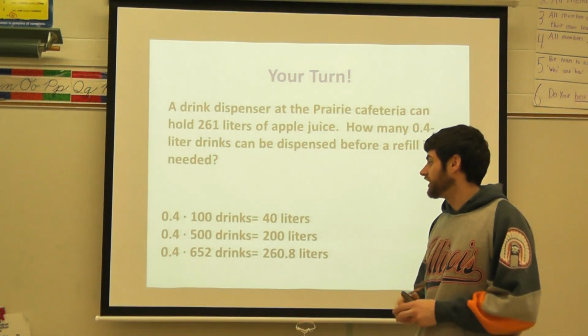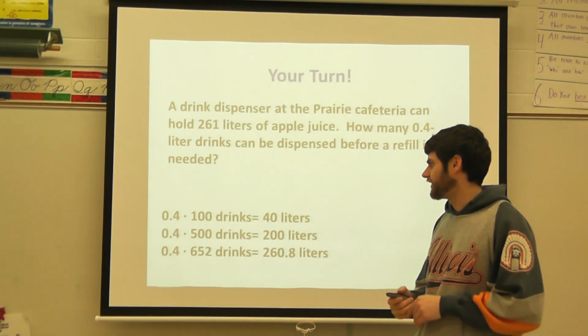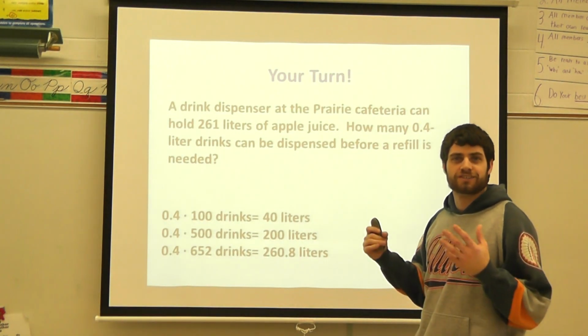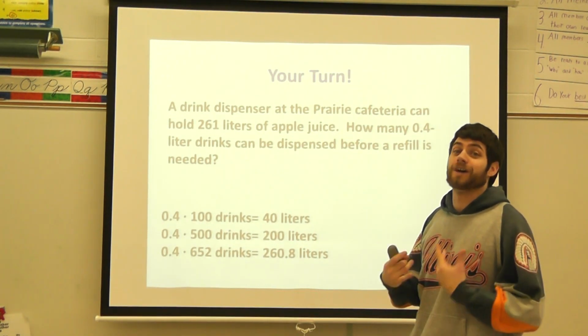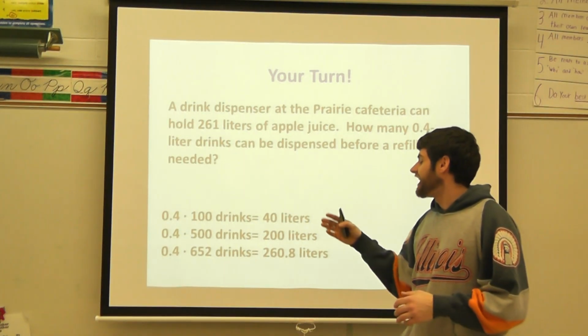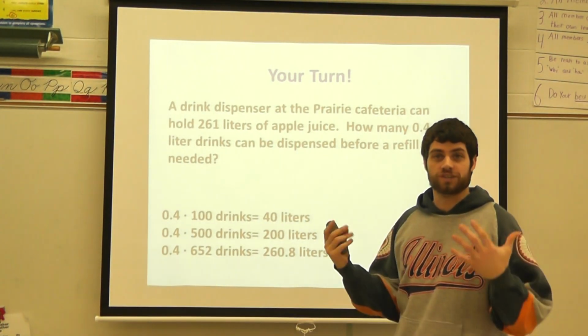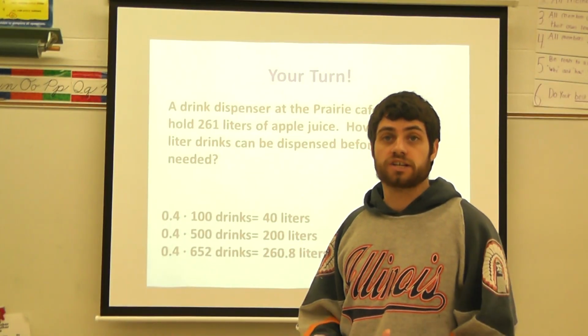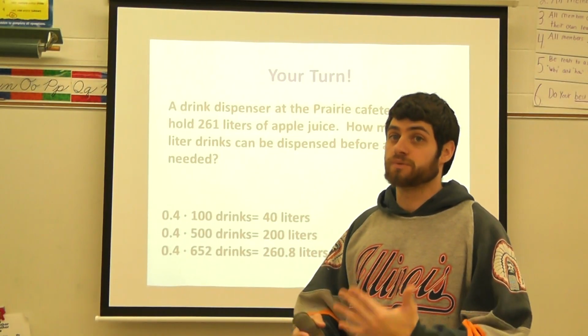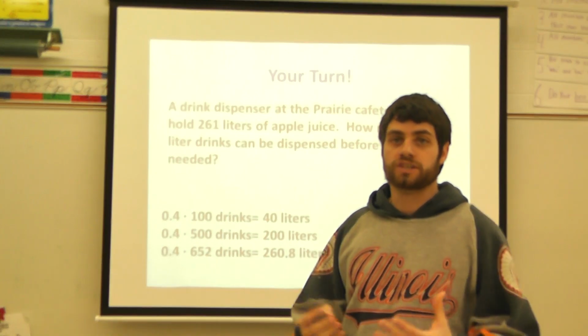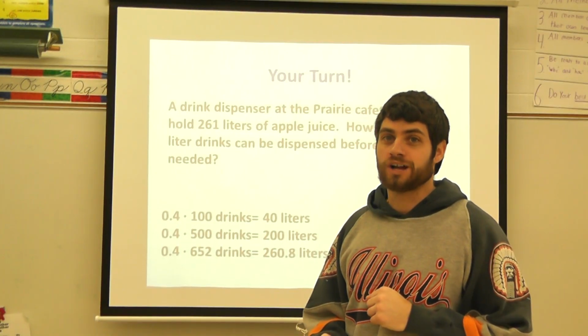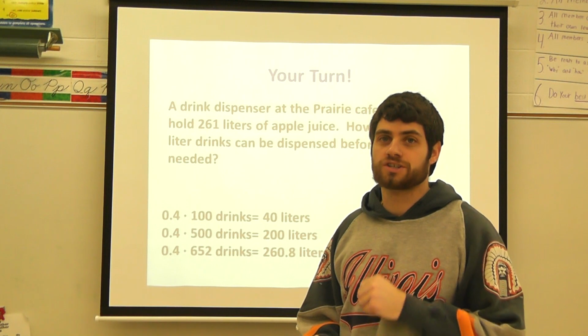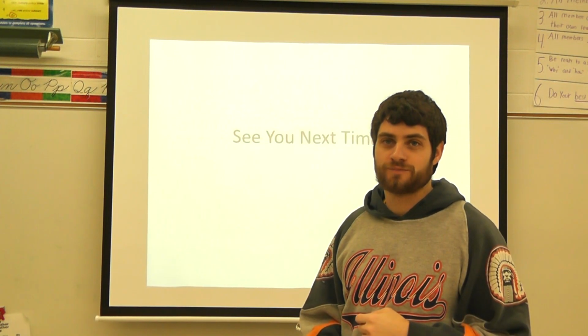Hopefully the cafeteria people at Prairie would be very happy if that were true, because 652 drinks is a lot of apple juice for students to be drinking. But when you're working with food, or in this case drink, you'd want to know this to realize how many drinks we're going to be able to dispense before we need to refill this machine. So there are two real life situations where we're using decimal operations to help solve a problem.